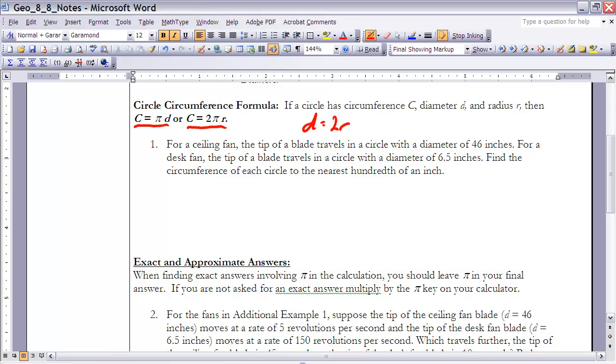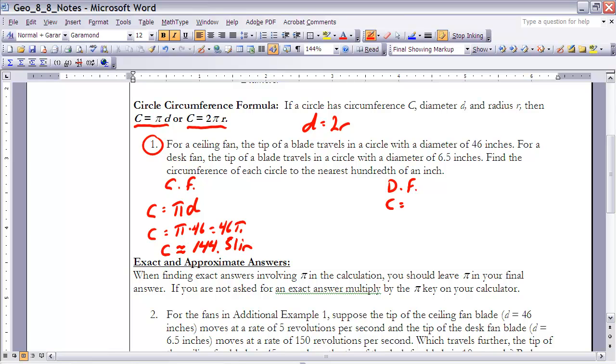So we've got our ceiling fan, we'll call that CF, and we also have our desk fan, which we'll call DF. If I'm going to find the circumference of each of those, I know the circumference is equal to pi times the diameter. So the circumference for the ceiling fan is equal to pi times 46, which as an exact value is 46 pi. But usually when we're working with real-world situations, we want an approximation. So we would take 46 times pi on our calculator, which is about 144.51 inches, rounded to the nearest hundredth of an inch.